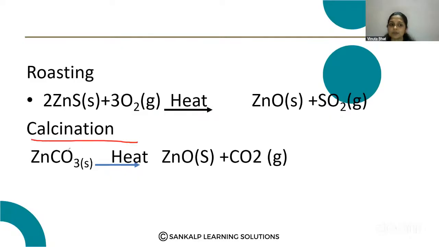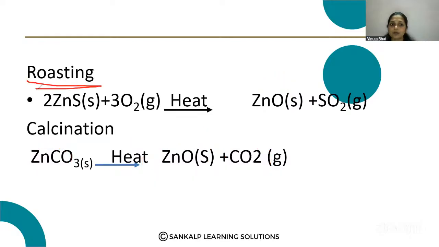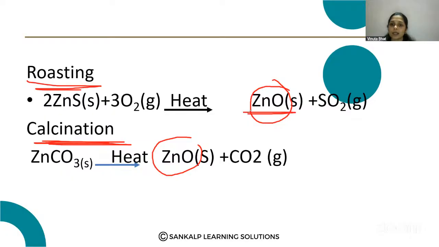And calcination: zinc carbonate, which is heated in the presence of air, is converted into zinc oxide and carbon dioxide. So here these metal oxides are formed. From this metal oxide we can obtain the metal easily. So this is the example for roasting and this is the example for calcination. In both reactions we can see the production of zinc oxide. In both reactions the final, main product is zinc oxide. So you can say any metal oxide.